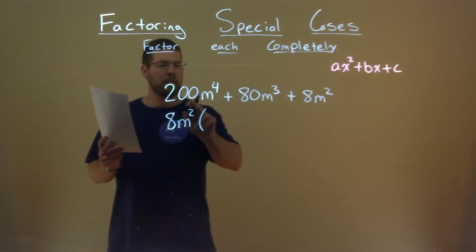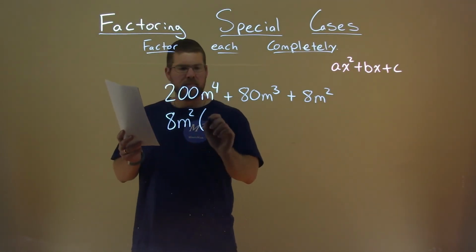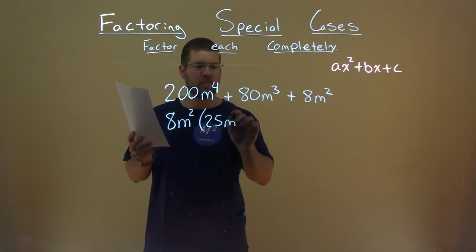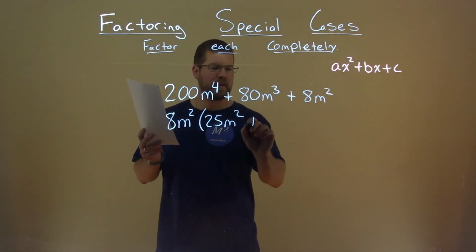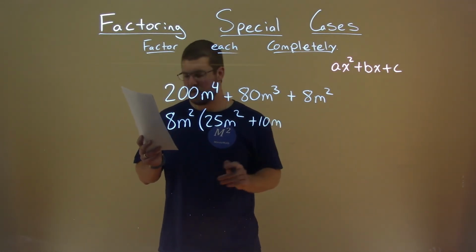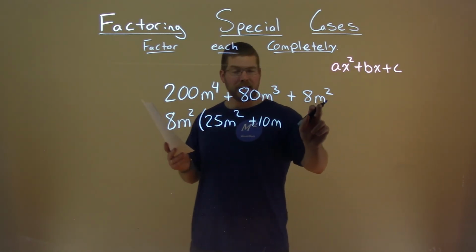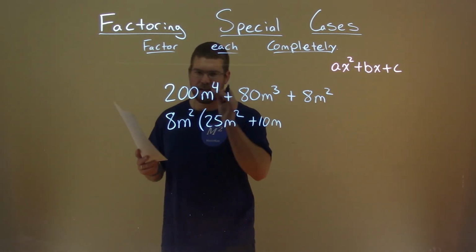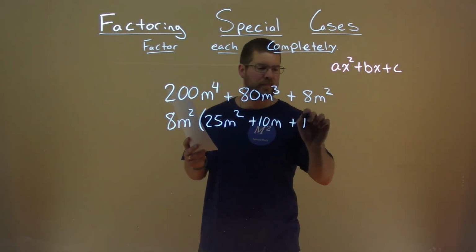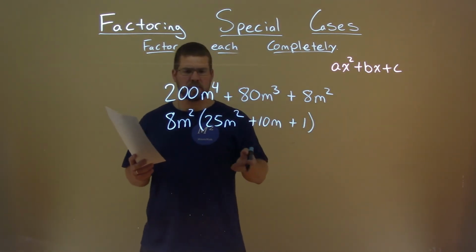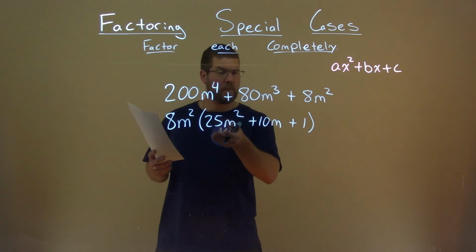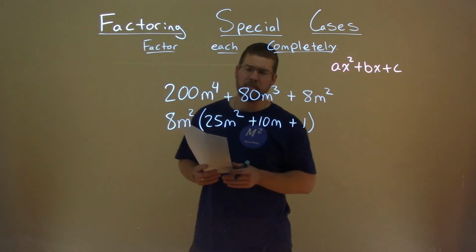Well, 200m to the 4th power divided by 8m squared is 25m squared. 80m to the 3rd power divided by 8m squared is a 10m. And lastly, 8m squared divided by 8m squared is just 1. So now we have, well, a much simpler problem. 8m squared times 25m squared plus 10m plus 1.